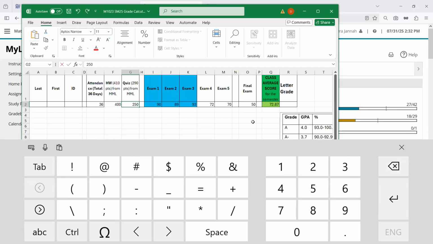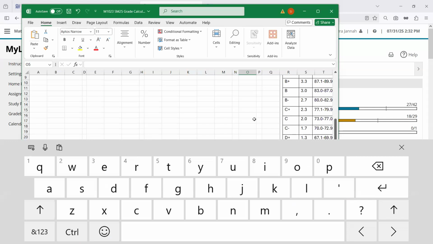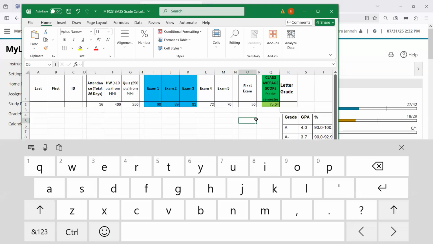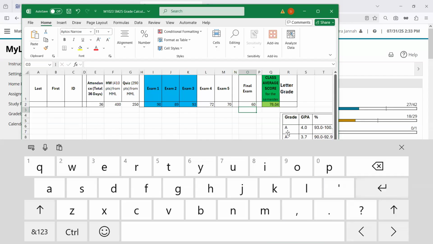Let's say 50. See, 75, C plus, that's from 77. So with 400 and 250, you get a C, but definitely you can get more than 150 in the final exam, right? So let's say you got 60 here. 78, C plus. And you can get to B minus at least if you have a higher score in these two.